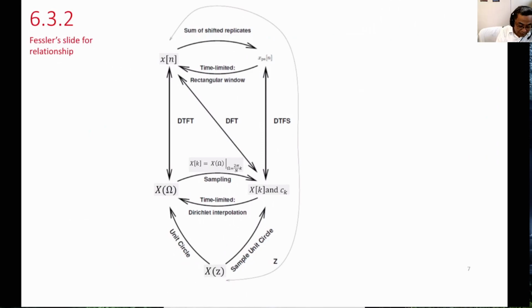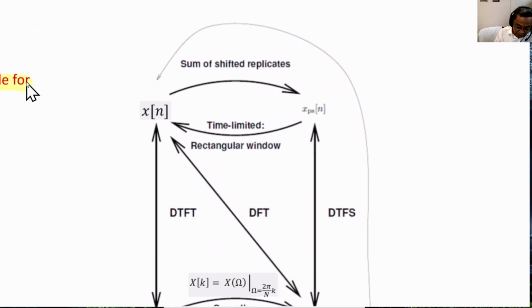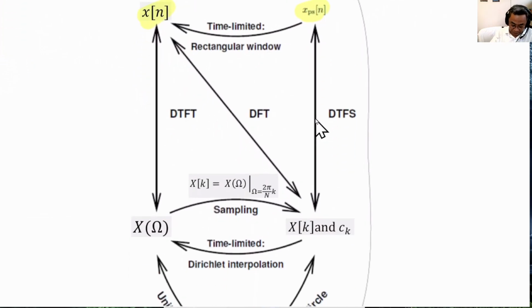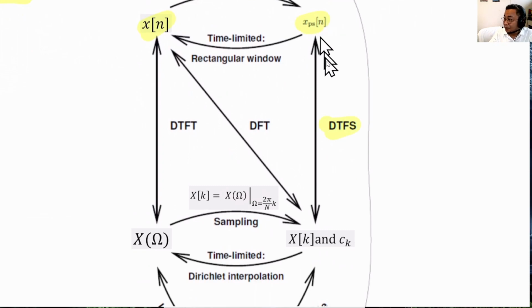So this is another nice diagram about the relationship. It is from Fessler, and let us now examine what this diagram tells us. If we have an x[n], we can generate its replica, the periodic sequence x[n], by creating more and more copies of it. Once we have done that, we can perform the DTFS, because only DTFS can be applied on a periodic sequence. On x[n], we can apply the DTFT, so we get X of omega.